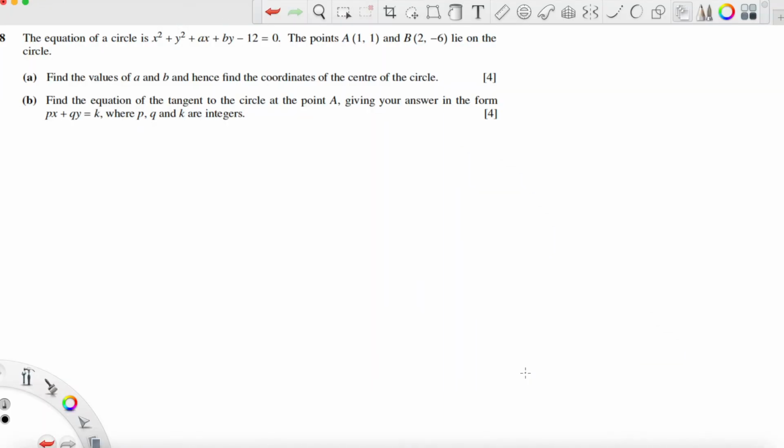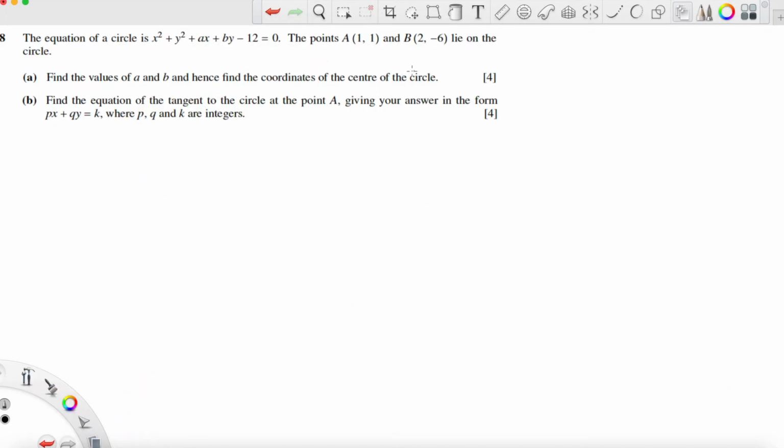Question number 8. The equation of a circle is x squared plus y squared plus ax plus by minus 12 is equal to 0. The points A with coordinates 1 and 1 and B with coordinates 2 and negative 6 lie on the circle. Part A, find the values of a and b, hence find the coordinates of the center of the circle. Part B, find the equation of the tangent to the circle at the point A, giving your answer in the form px plus qy is equal to k, where p, q, and k are integers.